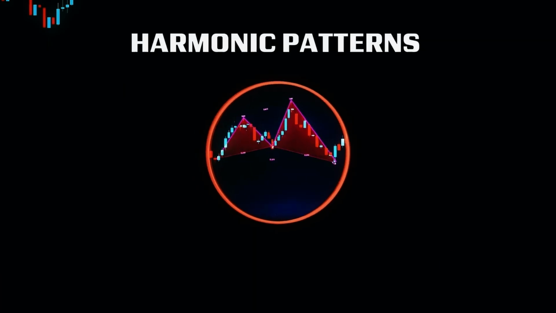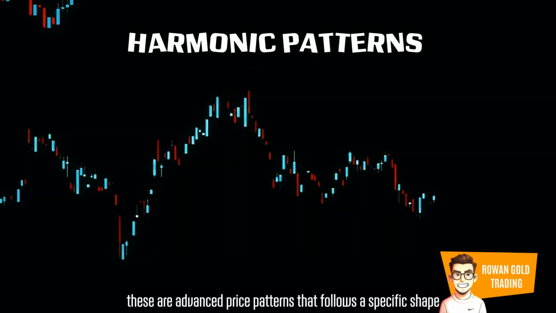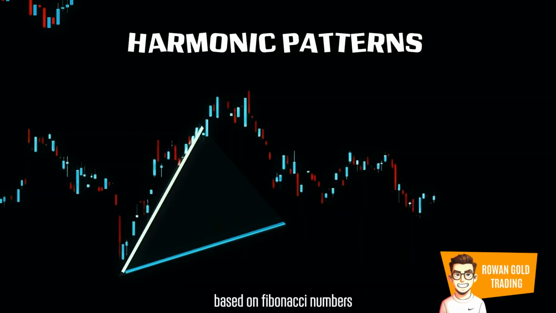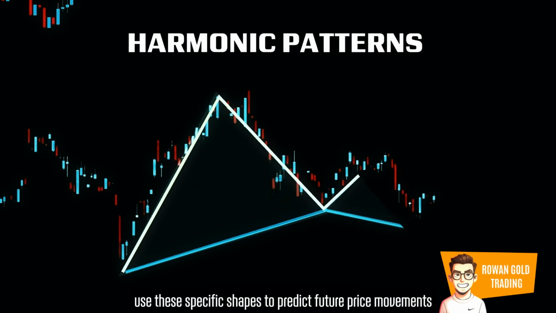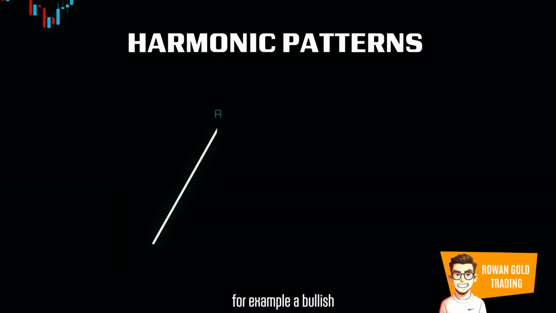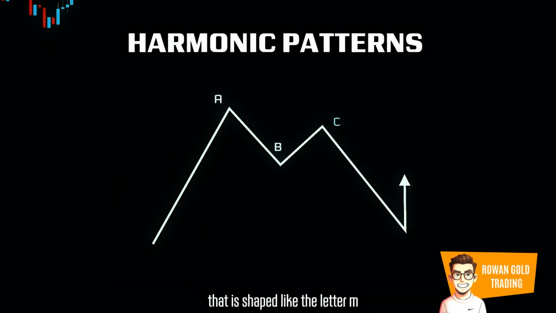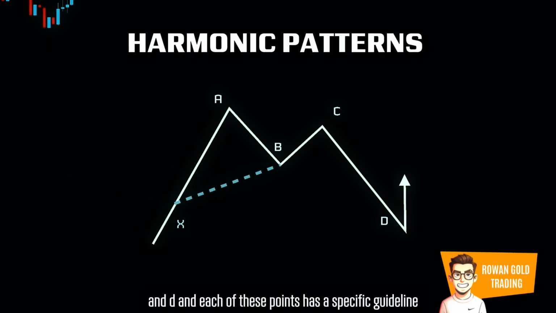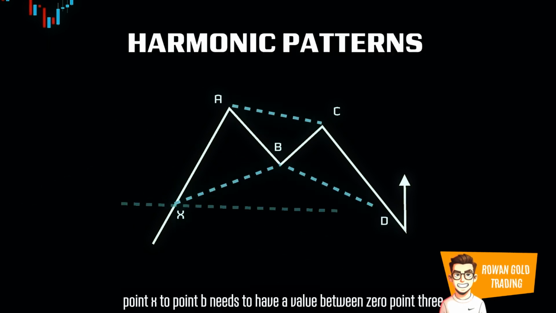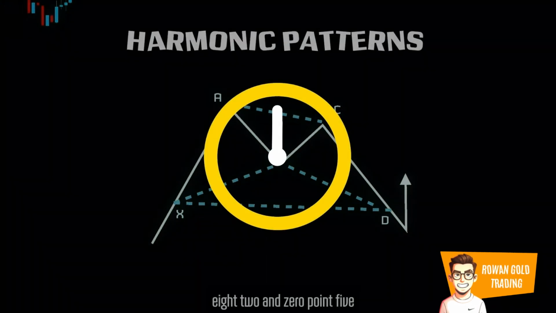Harmonic patterns. These are advanced price patterns that follow a specific shape based on Fibonacci numbers. Traders can then use these specific shapes to predict future price movements. For example, a bullish Bat pattern is formed when price makes a series of movements that is shaped like the letter M. Each point can be labeled as X, A, B, C, and D, and each of these points has a specific guideline. For example, point X to point B needs to have a value between 0.382 and 0.5.